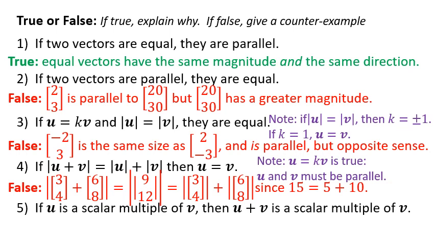Question 5, if u is a scalar multiple of v, then u plus v is a scalar multiple of v. This one is true. You can see it algebraically if you like, or you can think more visually. If you have two vectors which are parallel, and then you add them together, you generate another vector which is also parallel. They can't end up taking you in any different directions because both of them are pointing in the same direction, and any multiple of either of them, or any combination where you add or subtract them, will just give you more vectors in the same direction.